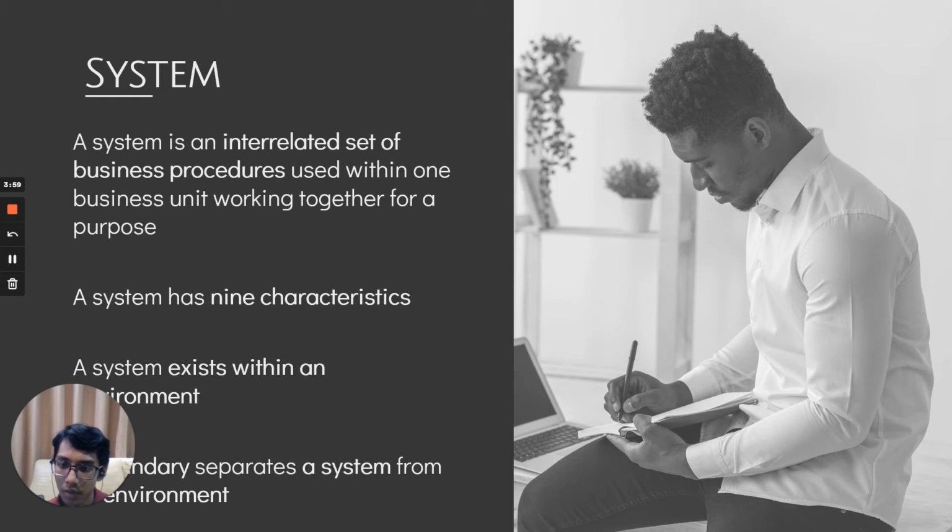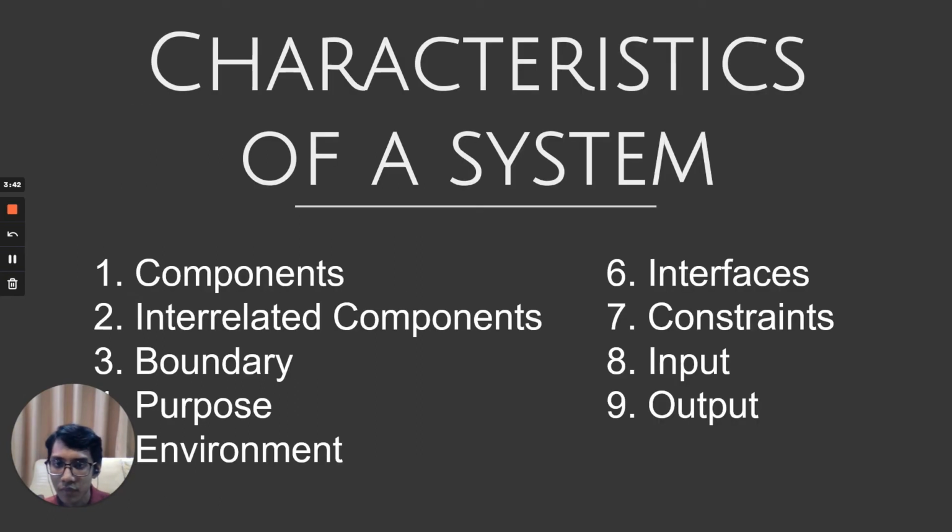So basically, a system has 9 characteristics, and besides that, a system exists within an environment, and the boundary separates a system from the environment. Moving on to the characteristics of a system, there are 9 characteristics, just like I said before, which are: components, interrelated components, boundary, purpose, environment, interfaces, constraints, input, and lastly output.